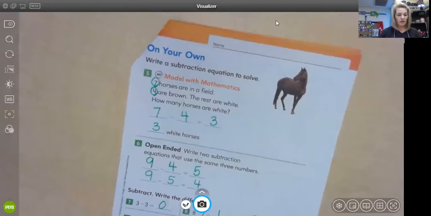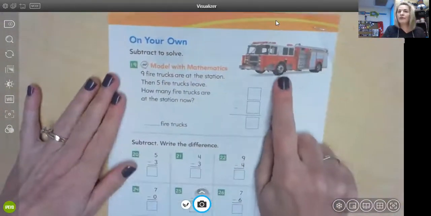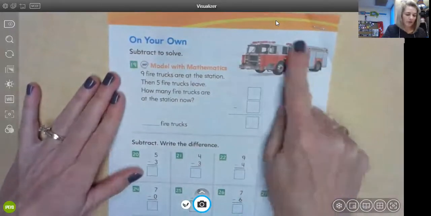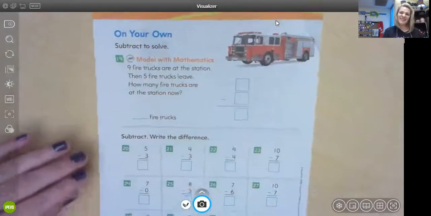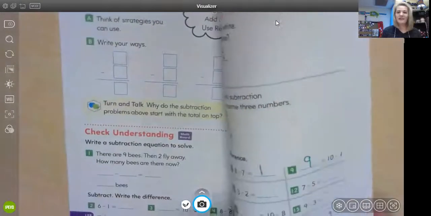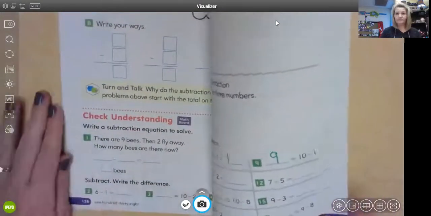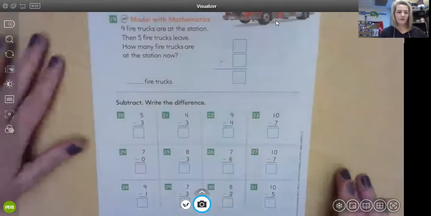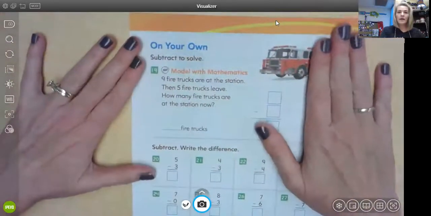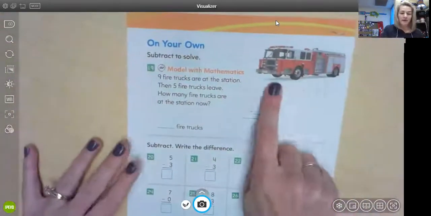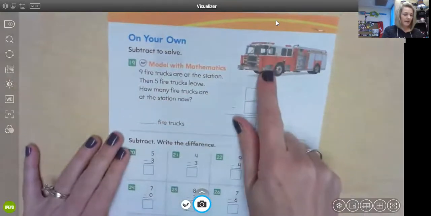Okay, let's take a look at the back side. Make sure you're on the same page as me with this fire truck. Also, before I forgot to tell you, I was going to have you do those on your own because you guys are smart cookies. You could do that on your own. Okay, so we have this fire truck on the back.